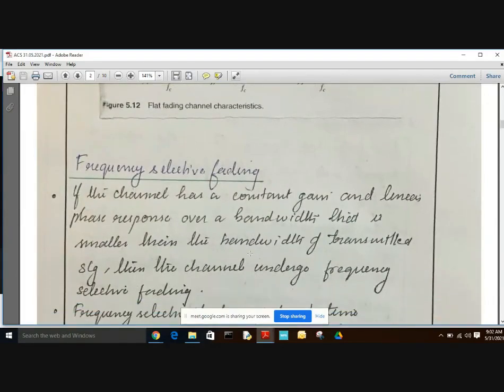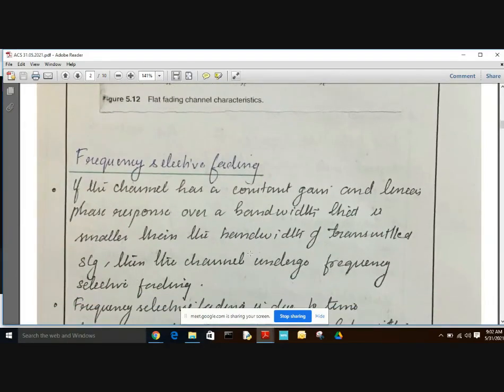Now we will move on to the next category, that is frequency selective fading. Here, if the channel has a constant gain and a linear phase response over a bandwidth that is smaller than the bandwidth of the transmitted signal, then the channel undergoes frequency selective fading. It means that frequency selective fading occurs when the channel bandwidth is less than the transmitted signal bandwidth, or if we can say that the transmitted signal bandwidth is greater than the channel bandwidth, then frequency selective fading occurs.